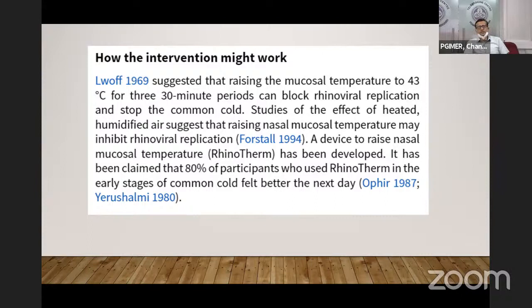It has been claimed that 80% of the participants who used the rhinotherm in the early stages of the common cold felt better the next day. So this is all about your intervention, with the previous studies being reported. You have to give how the intervention might work.